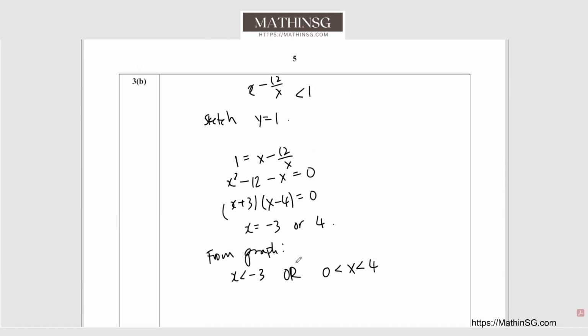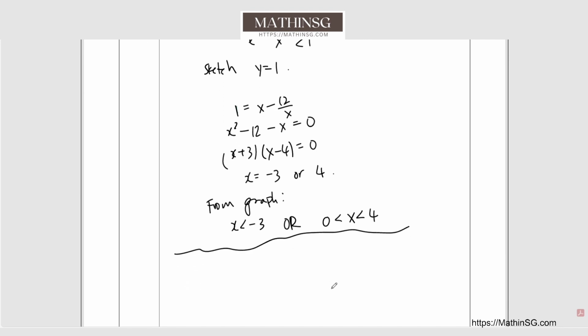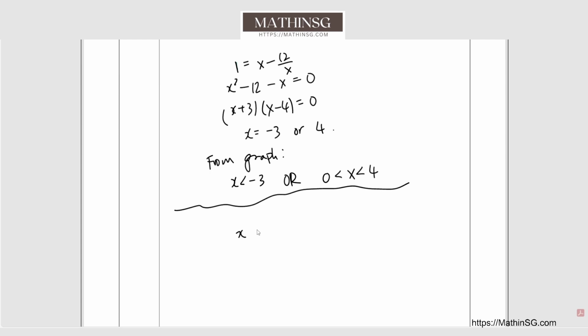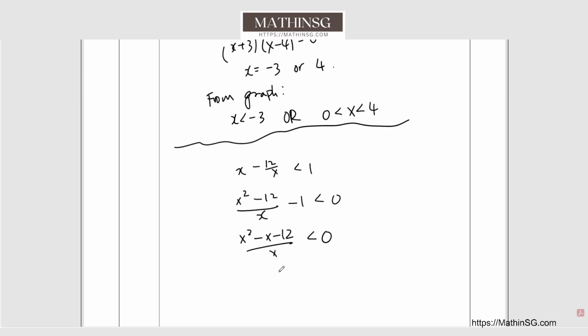graphically. We can also solve it otherwise, that means just solving your normal inequalities. So you have (x minus 12) over x is lesser than 1, so (x squared minus x minus 12) over x is lesser than 0. Now put the numerator and the denominator in, and factorize them. Denominator, there's nothing to factorize, so let's just factorize the numerator.